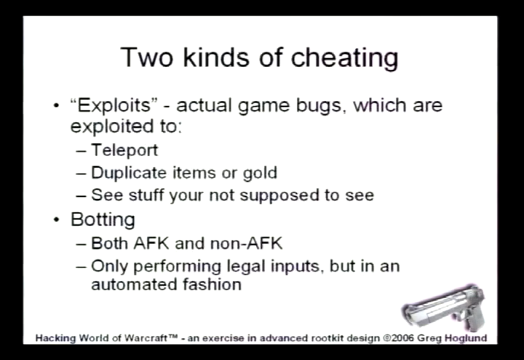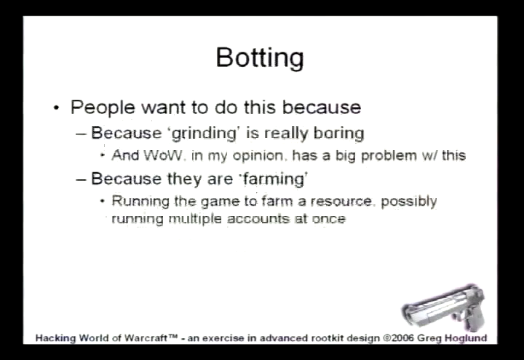I put two categories of cheating here, hard and soft cheating. Hard cheating is actual exploits. Those are dupe bugs, getting to places you're not supposed to be able to get to, seeing things you can't see, teleporting, etc. Botting, on the other hand, isn't necessarily cheating, and it's defined as cheating by the terms of service. You violate your terms of service, but it's actually just legal inputs to the software. Now, the work that I was performing was a bot. It wasn't an exploit, so I'll be talking more about bots.